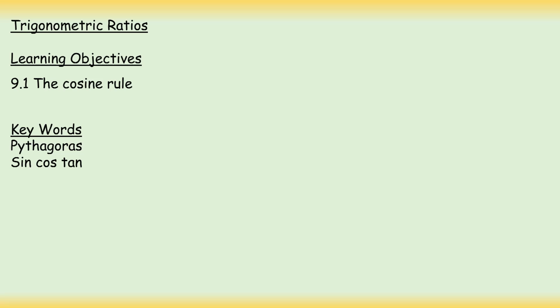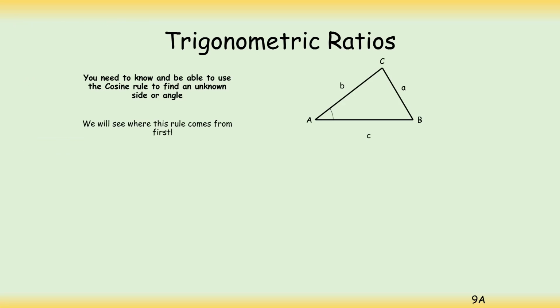The cosine rule. So we're looking at some trig ratios. Cosine rule to start. So hit pause, get the heading and lesson objective down, and when you're ready, hit play again, and we'll look at the cosine rule. Well, hopefully you remember what the cosine rule looks like. It's a squared is equal to b squared plus c squared minus 2bc cos of A.